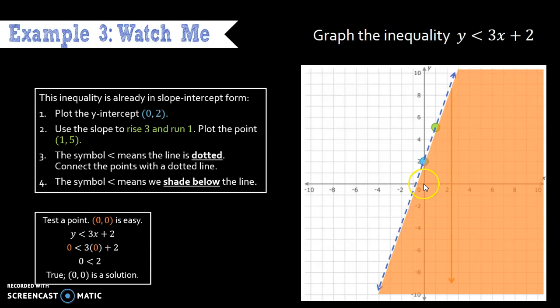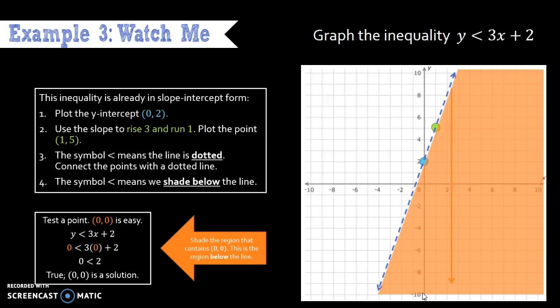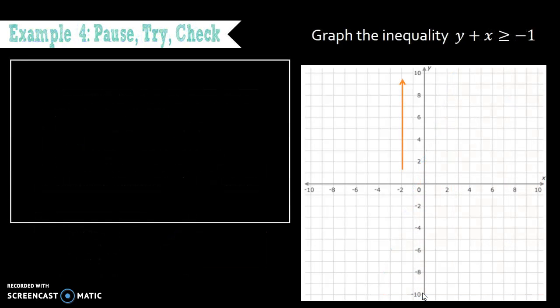I'm picking 0, 0. It's in my orange space, and it's really easy to plug in. So you plug in 0 and 0 for x and y. See if you get a true statement. 0 is less than 2. Since that is a true statement, I know that I've shaded correctly. Any point that's in this orange space would be a solution to the inequality. Go ahead and pause and try this one.